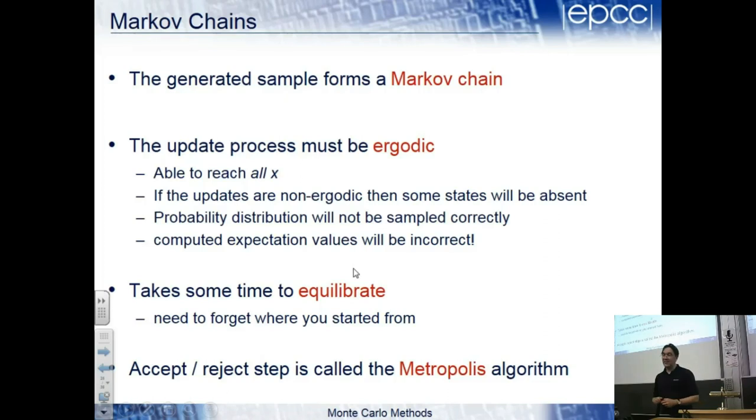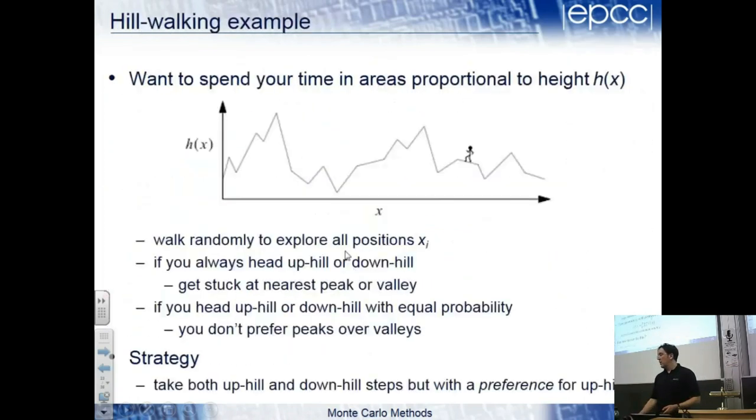There's a number of conditions you need to satisfy. There's deep math that proves these things, but heuristically you can argue them quite easily. The update process must be ergodic. You must be able to reach all x. Well, that's kind of obvious, because to explore this space properly, I have to be able to explore everywhere. So for example, if I start here and I only ever move to the left, that's not an ergodic process. It doesn't allow me to get to this point here, and that's clearly going to give you the wrong answer.